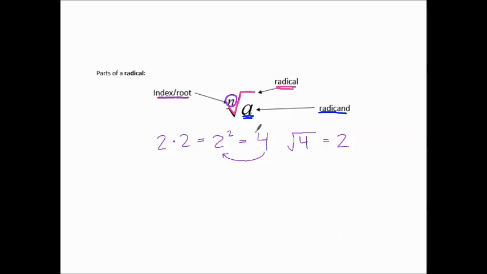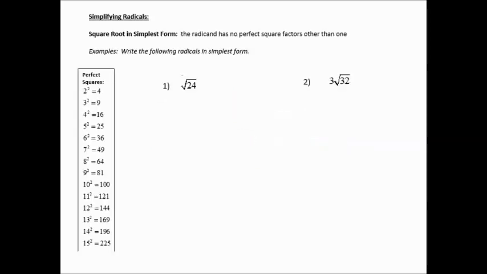Just like 4 here is a perfect square, we have other perfect squares. If you notice on the side of your notes, we have a list of perfect squares, numbers that when multiplied by themselves give us this nice list here. You don't have to memorize all of them. It's helpful to know them as we go forward, but this is a list up to 15 that you can use for reference. So when we're simplifying radicals, we want the radicand to have no perfect square factors other than 1. Remember, the radicand is the number under the square root.